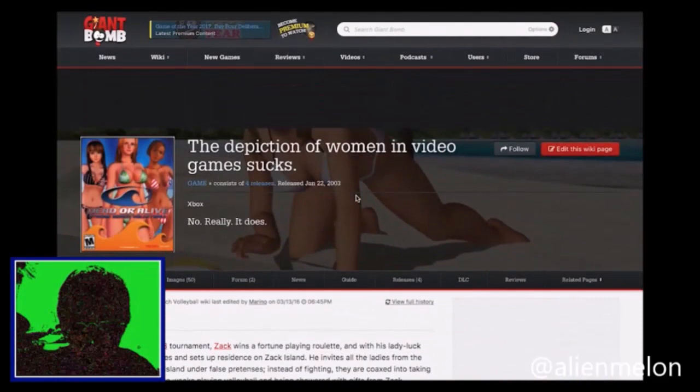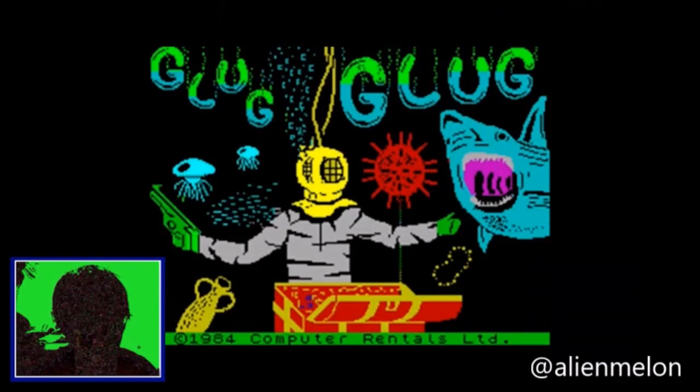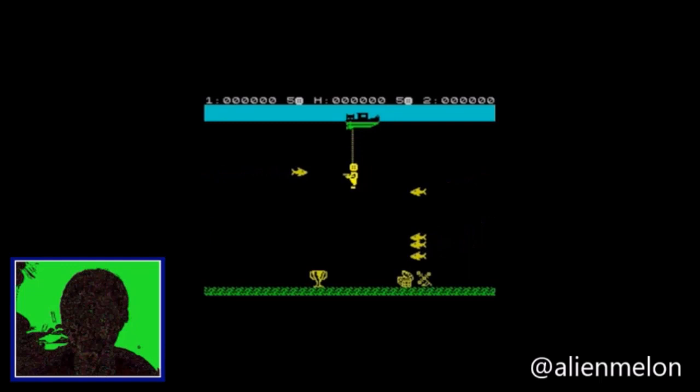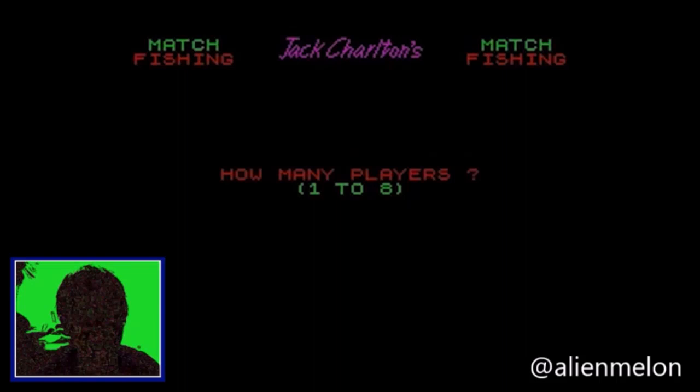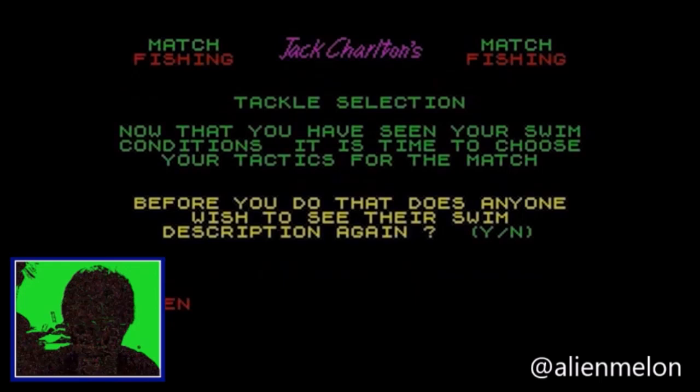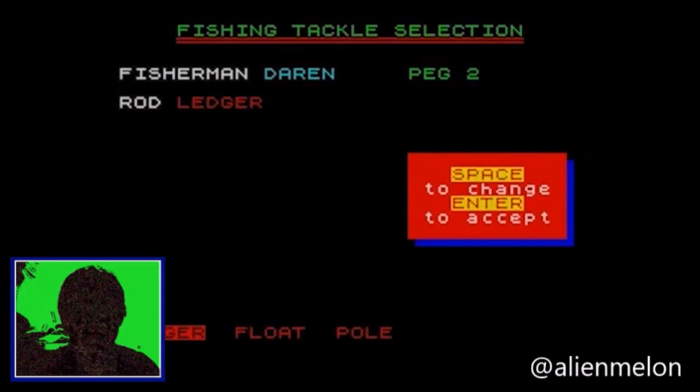Most notable of these fishing titles were Glug Glug for ZX Spectrum. Released in 1984, Glug Glug featured fish such as crabs, piranhas, and squids. Two of these are actually not fish. It was probably released on just one diskette. Jack Charlton's Match Fishing, released 1985, was a turn-based keyboard action sports game featuring fish and a lake. Jack Charlton's Match Fishing was released on an unknown amount of diskettes as part of the compilation Action Pack 1 by W.H. Smith.